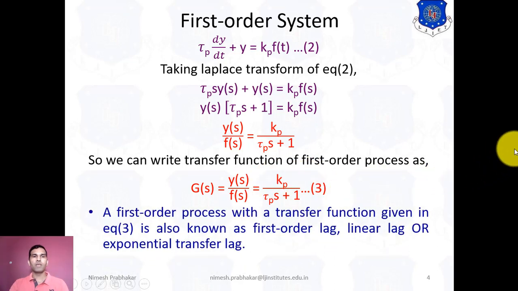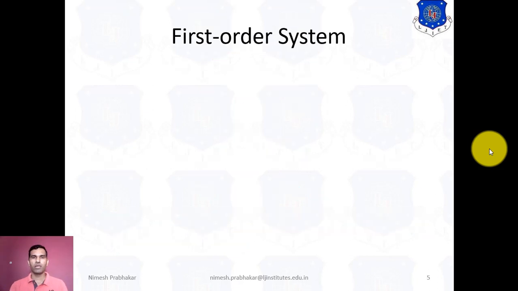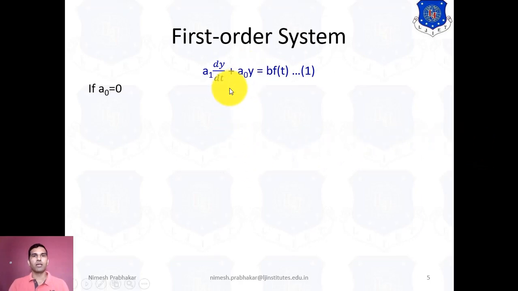Now a first order process with the transfer function given in equation number 3 is also known as a first order lag, linear lag or exponential transfer lag. Now here, in the first case we considered a0 is not equal to 0. In the second case, we consider a0 is equal to 0. That means this term is 0.